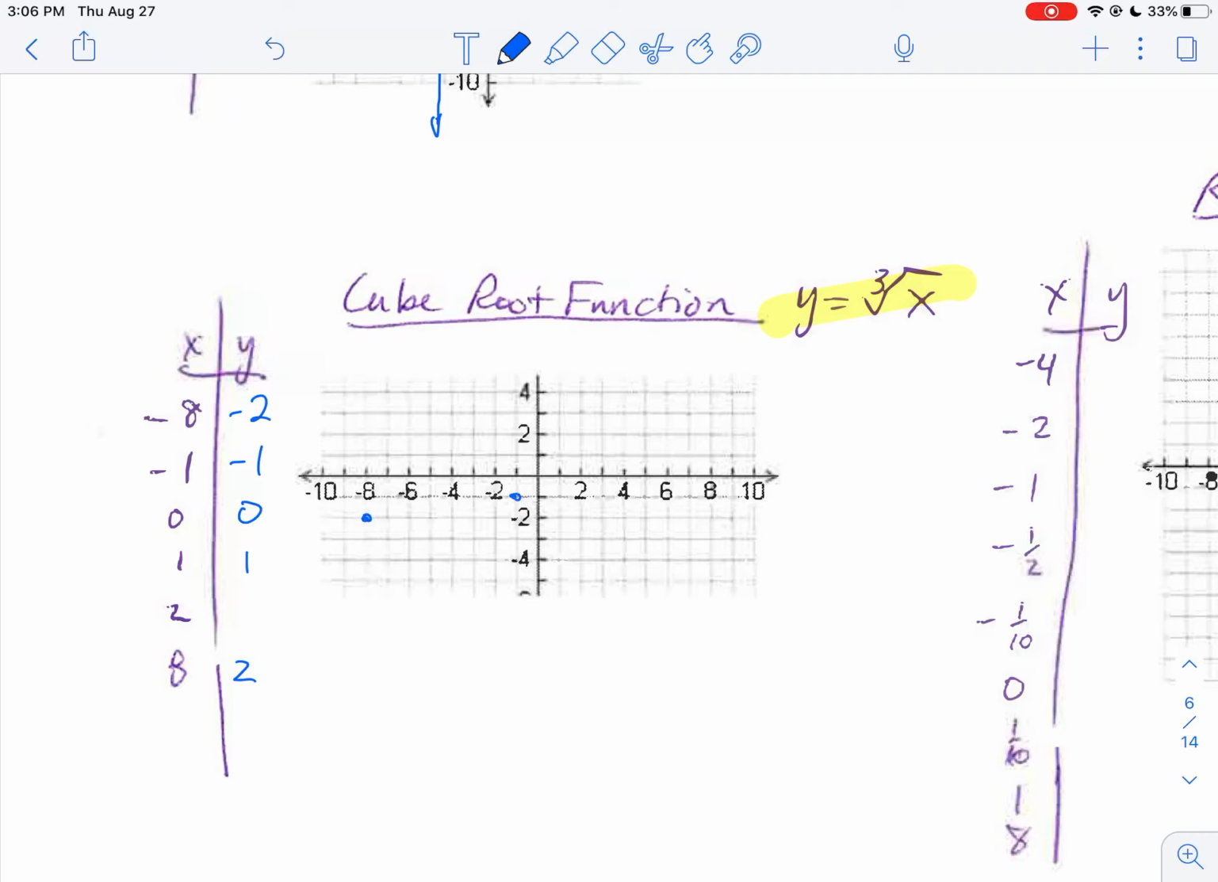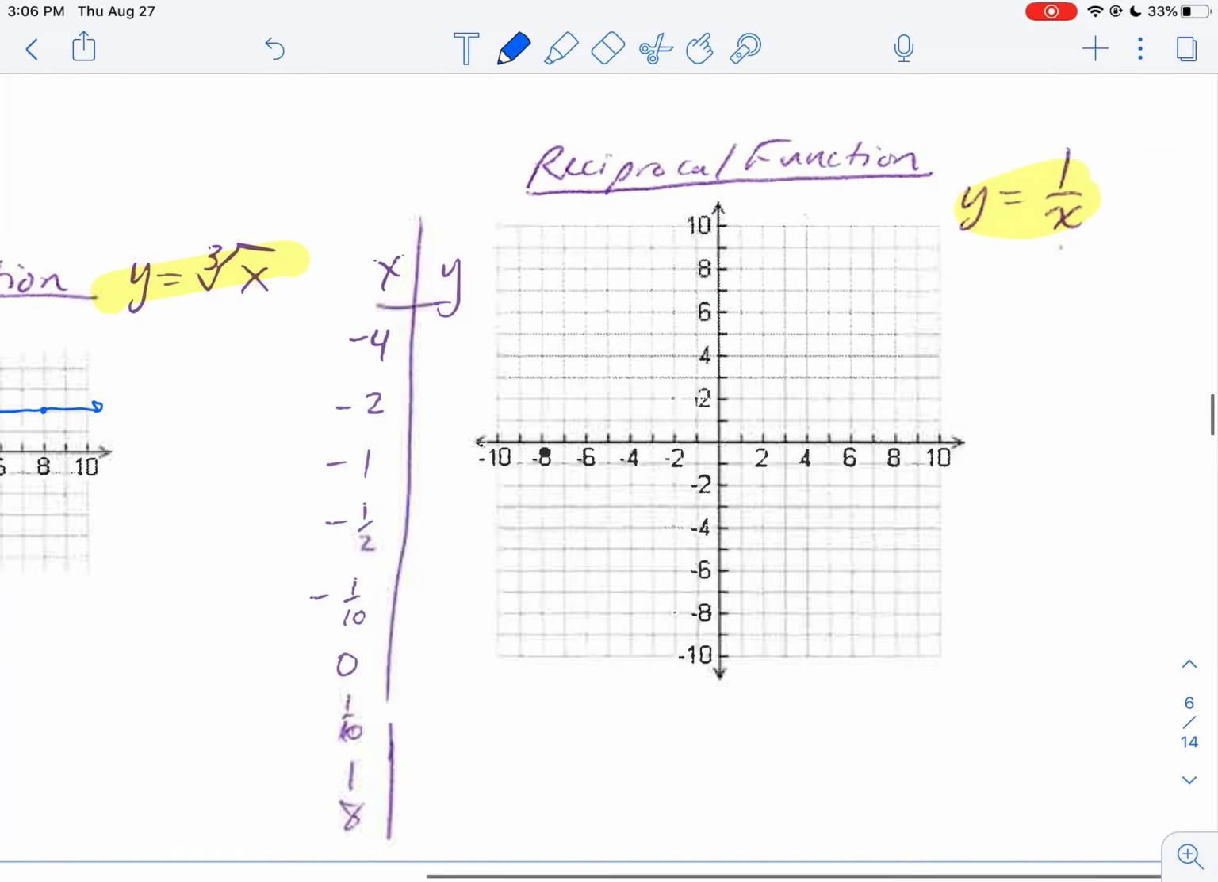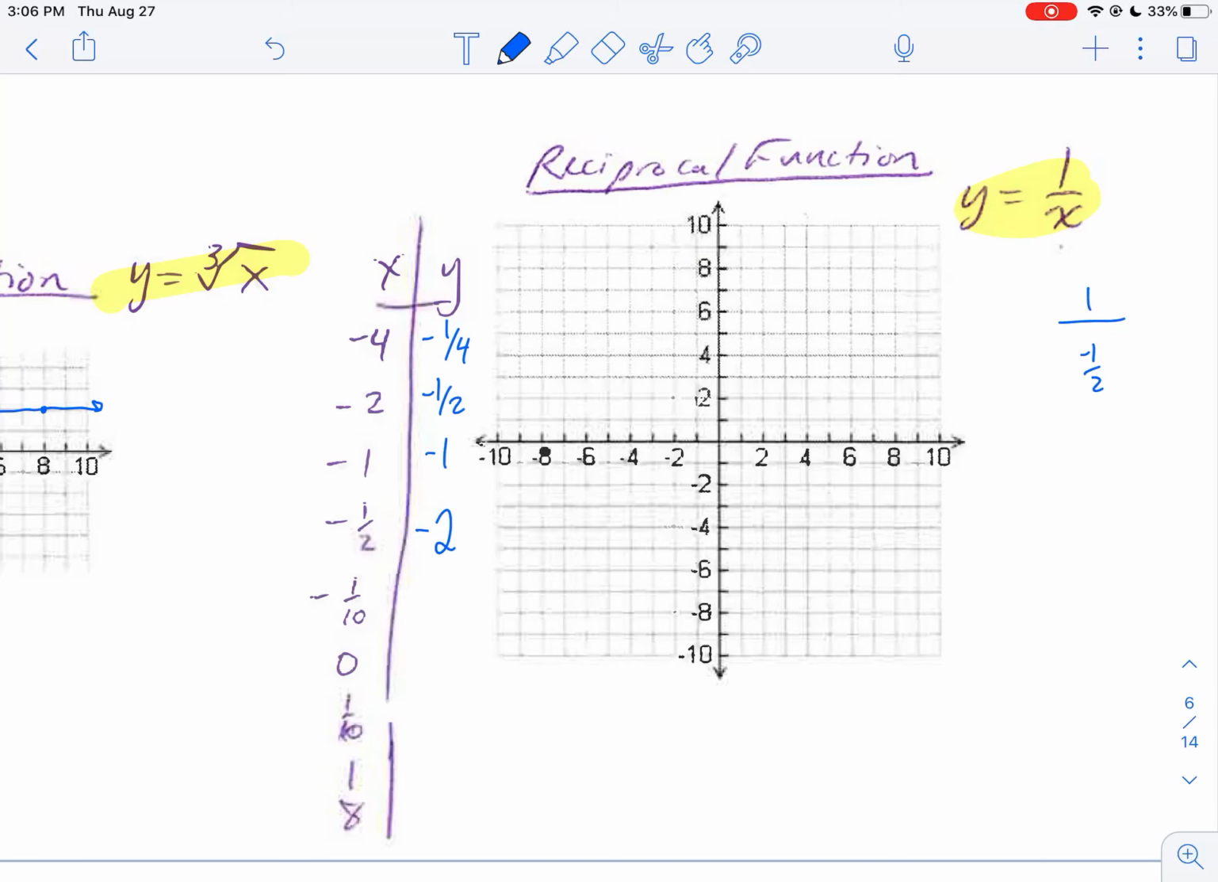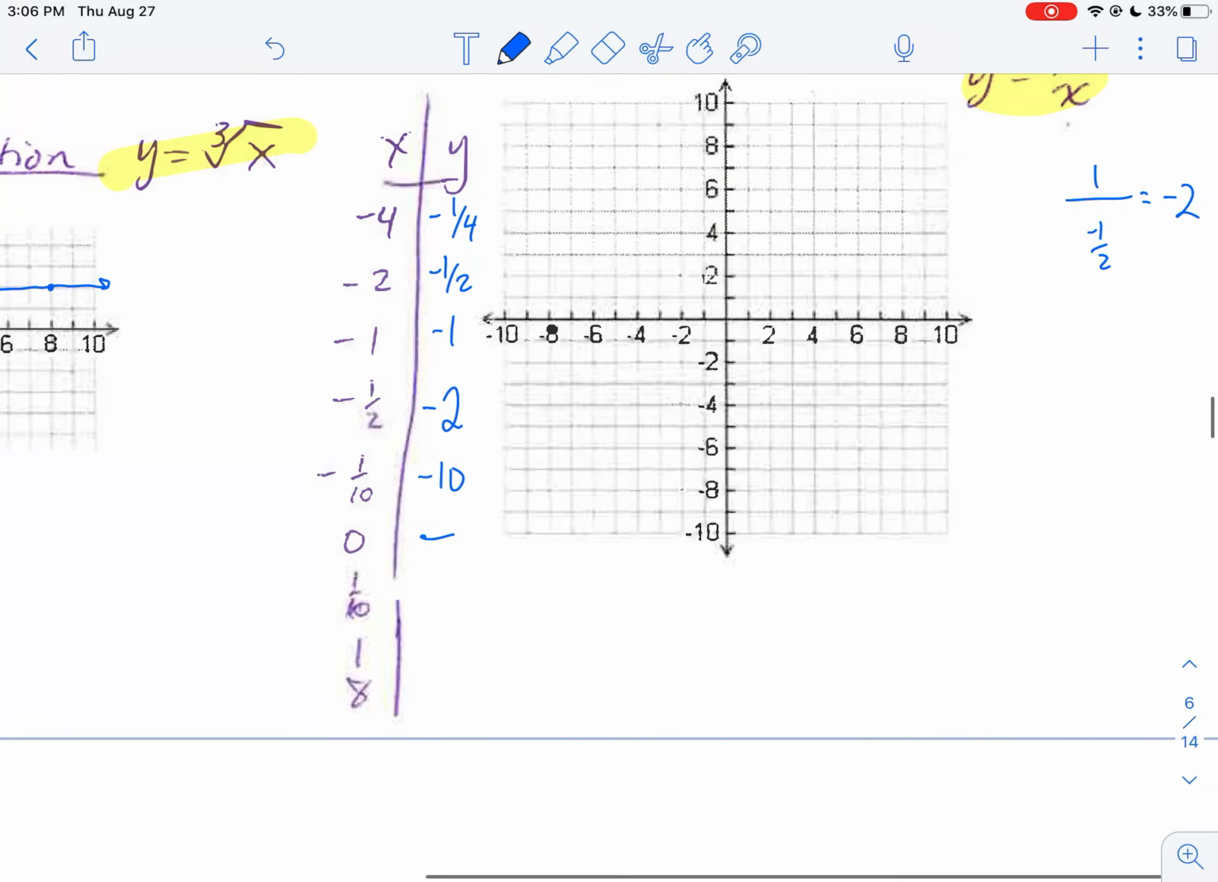Negative 8, negative 2, negative 1, 1, 0, 0, over 1, up 1, and over 8, up 2. This is a cool function, I think. I don't know why I like it. A reciprocal function. Here's why. If you take 1 divided by negative 1/2, you could type it in your calculator and see, or you can multiply by the reciprocal, and you get negative 2. At 0, it's undefined.